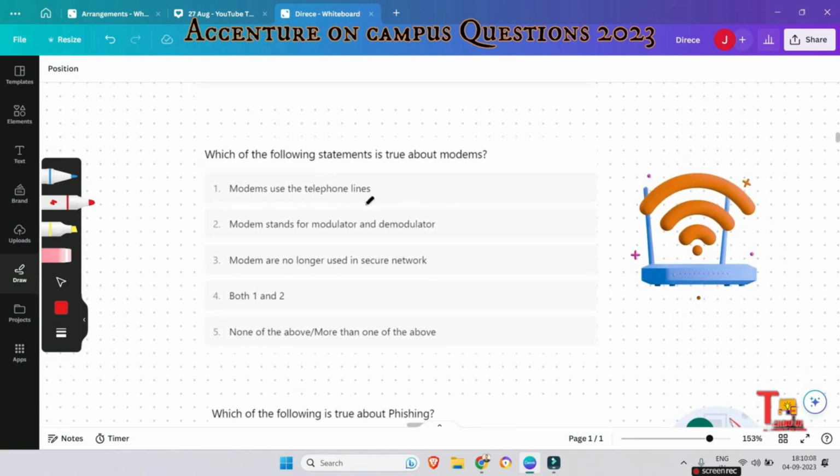Okay, let's go to the next question, which of the following statements is true about modems? Modems use the telephone lines. Modem stands for modulator and demodulator. Modems are no longer used in secure networks. Both 1 and 2, and this. So which will be the correct answer in this case?